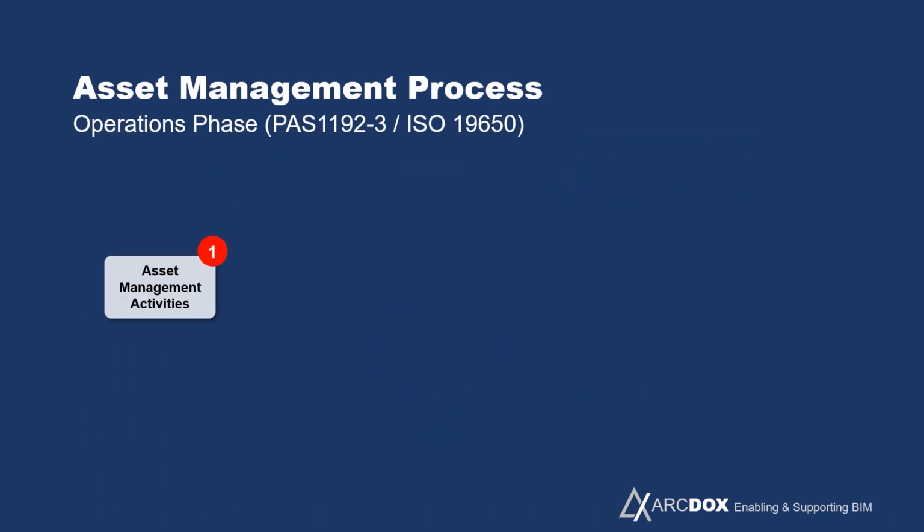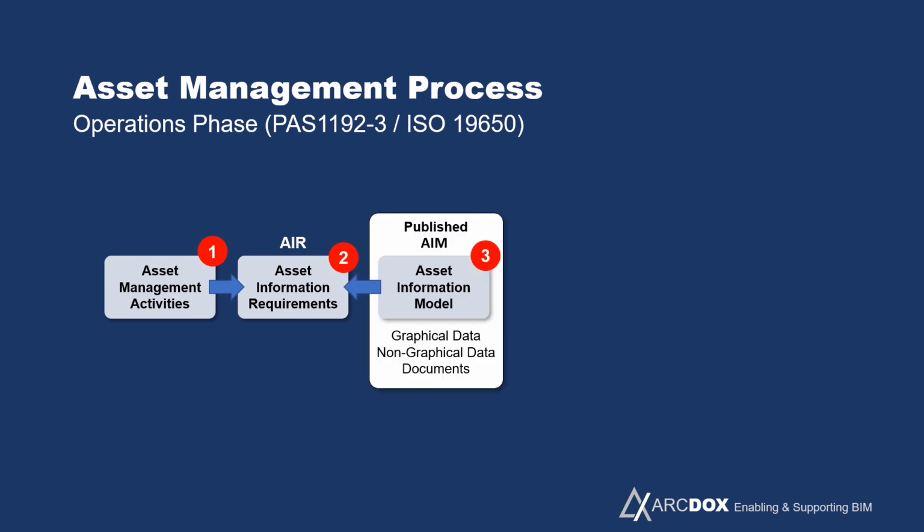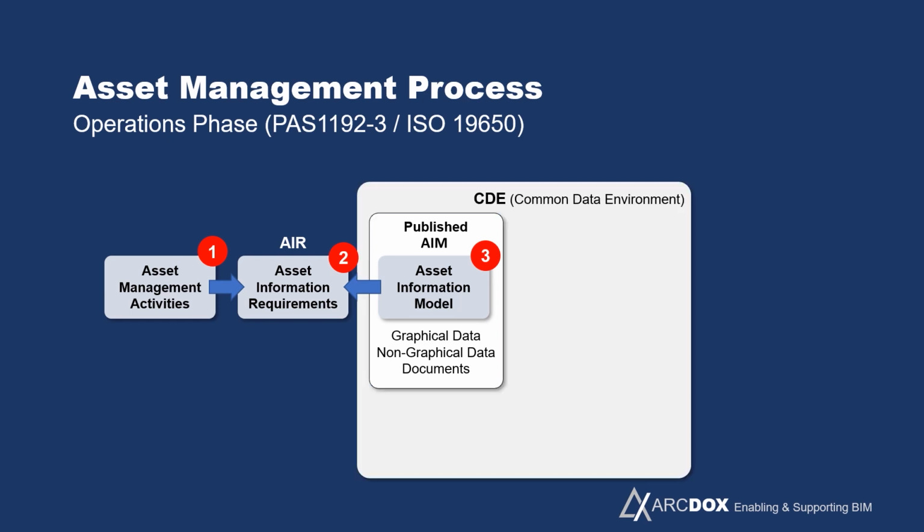So in the same way, it looks in a little bit more detail. It looks at the asset management activities related to any asset, whether it's a building or a bridge or a road. It then questions what information is required to carry out those activities, and that information will reside in the digital asset information model, which again is the collection of graphical data, non-graphical data, and documents held in the published area of the common data environment.